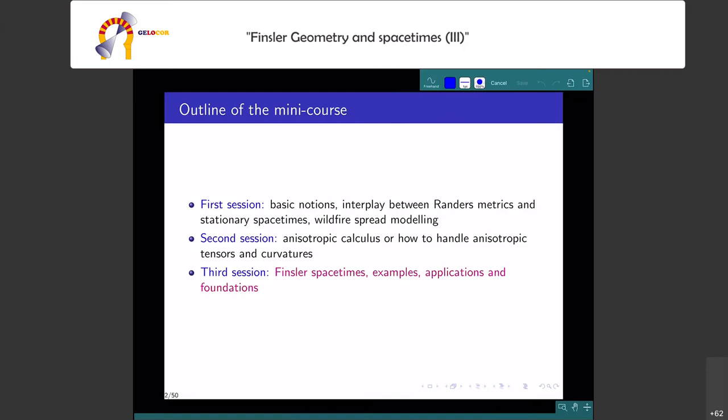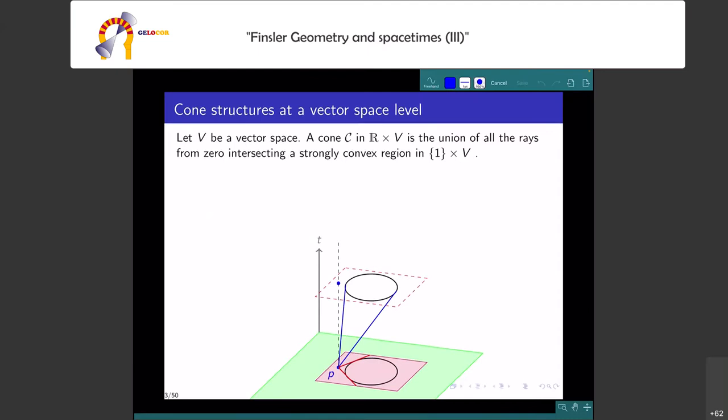I'm going to begin with the notion of cone structure, in a very simple situation. Imagine that you have R times V and you want to define a cone there. You can see the picture. You take the level t equal 1, you make the intersection with this level, and you have to obtain something which is strongly convex, in the sense that the Euclidean curvature is positive. In principle, the zero section doesn't have to be inside this strongly convex region. But there are some problems.